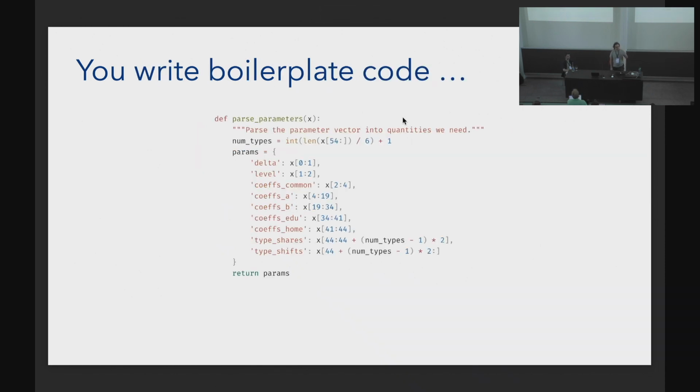Also, in any larger project, you typically write a lot of boilerplate code. This is an example from a real project from a colleague of mine. There are maybe better ways to do it, but there are also definitely worse ways that I've seen in practice. What he did in his project was that he gets this big one-dimensional parameter array. Then he first infers some model properties, and then takes this parameter vector apart into a dictionary of smaller NumPy arrays that he then needs in the calculations.